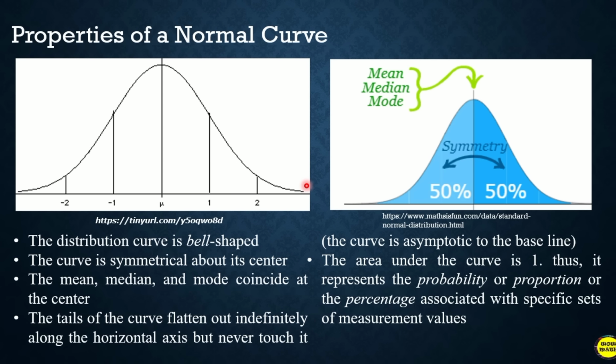And also, the area under the curve is 1. This means that when we take the total area of our normal curve, it is equivalent to 1. Or that represents the probability, and a probability of 100%, or the proportion, or the percentage associated with specific sets of measurement values. So please remember these properties of our normal curve.